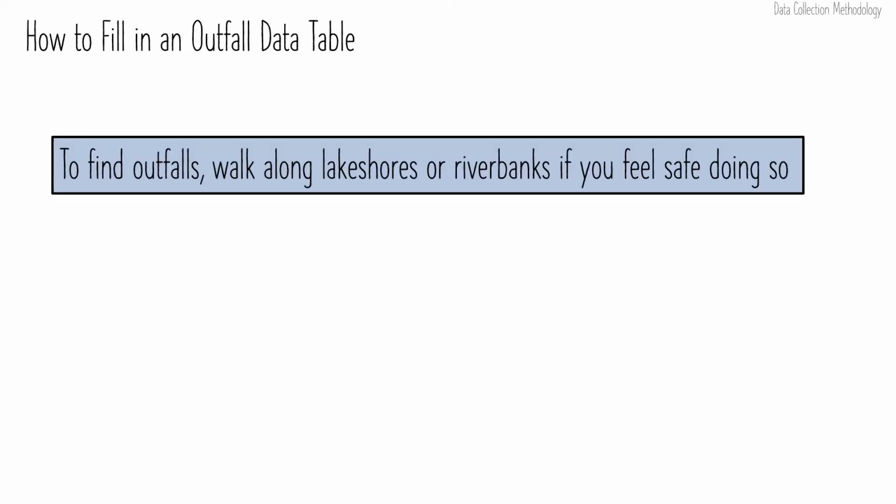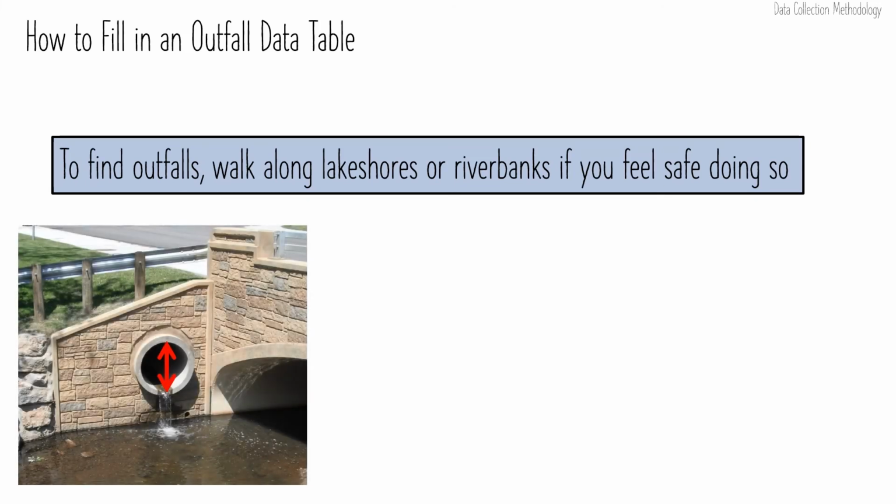If the section your pair was assigned lies along the lake shore, or if there is a stream or river cutting through it, you'll also want to look for outfalls. This process is a little less straightforward than looking for catch basins or manholes because outfalls don't lie along roadways. To find outfalls, you'll just want to take a brief walk along the shoreline or riverbanks, assuming, of course, that this is not private property and you feel safe to do so.